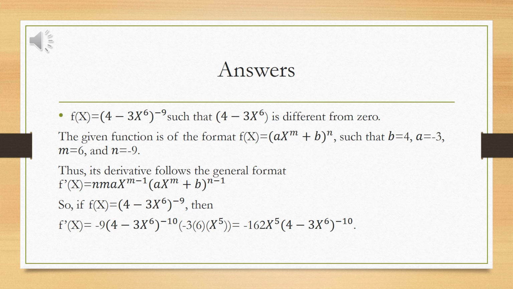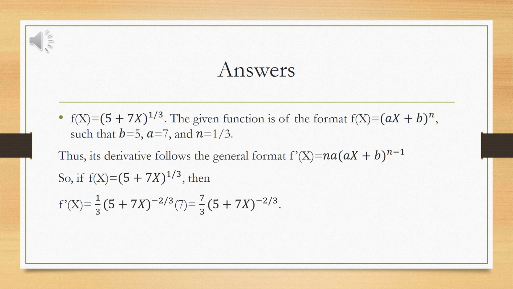So, if f of x equals 4 minus 3x to the 6, all of it to the power minus 9, then f prime of x equals minus 9 times 4 minus 3x to the 6, all of it to the power minus 10, times minus 18x to the 5, which is the derivative of 4 minus 3x to the 6. Thus, f prime of x equals minus 162x to the 5 times 4 minus 3x to the 6, all of it to the power minus 10.